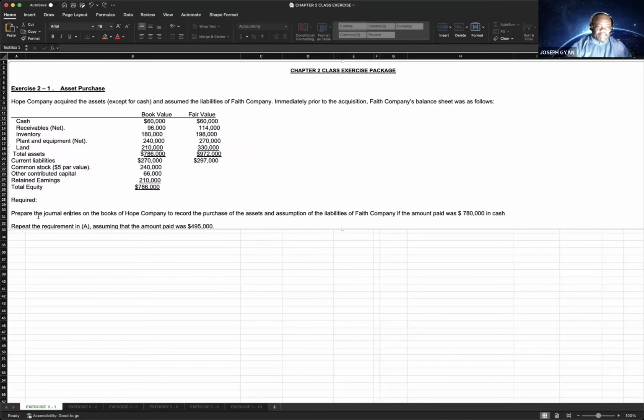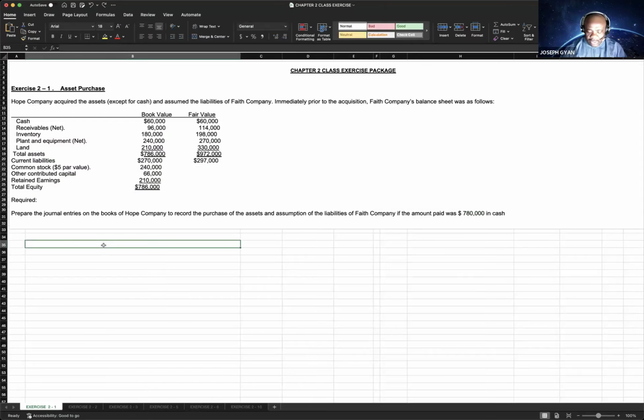Assuming that, prepare the journal entry of the company, assuming the consideration or the amount paid by Hope to get the company is 780. That is A. B, repeat the same requirement, except that they are now paying 495. So let's do it together. We have part A of the question. We are buying this company.